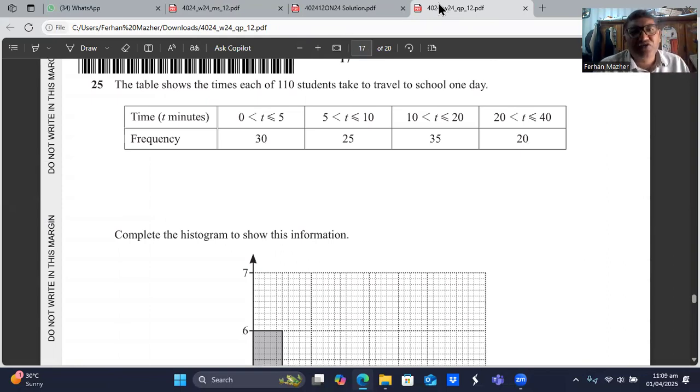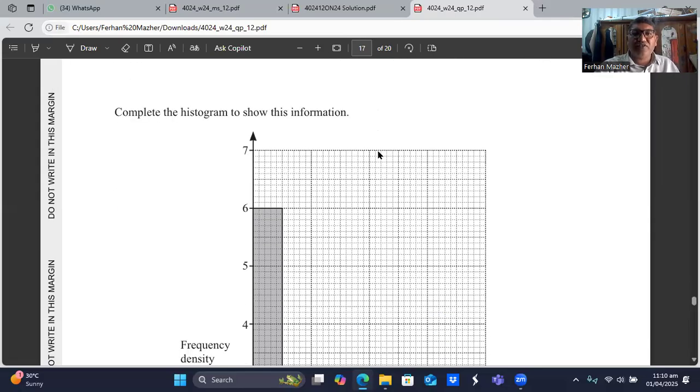He says the table shows the times each of 110 students take to travel to school one day. So here we have time, which is in minutes, from 0 to 5, 5 to 10, 10 to 20, 20 to 40. 30 people took 0 to 5 minutes, 25 people took 5 to 10 minutes, 35 people took 10 to 20 minutes, and 20 people took 20 to 40 minutes. So complete the histogram to show this information.